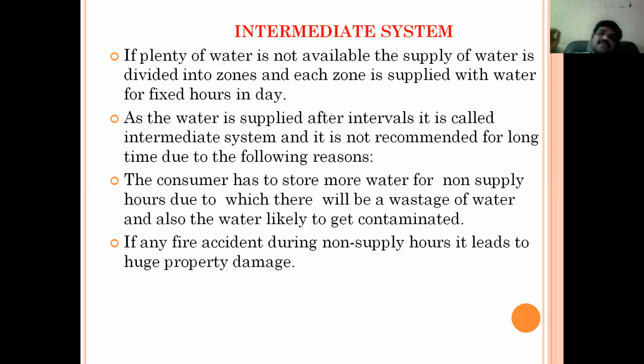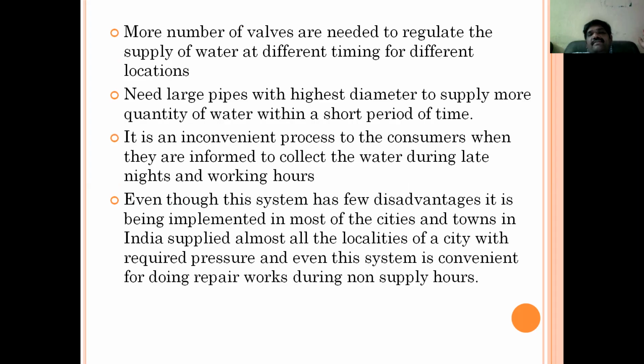and it is not at all recommended for a long time. Why? What are the drawbacks of this intermittent system? The consumer has to store more water for non-supply hours, due to which we may observe wastage of water, and even contamination of water can be observed. If any accident occurs during non-supply hours, we may observe huge property damage.